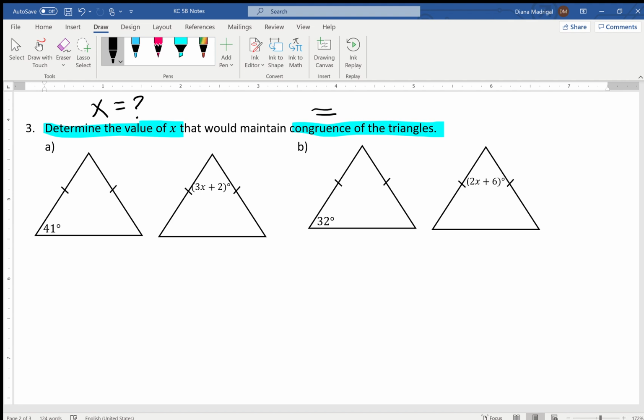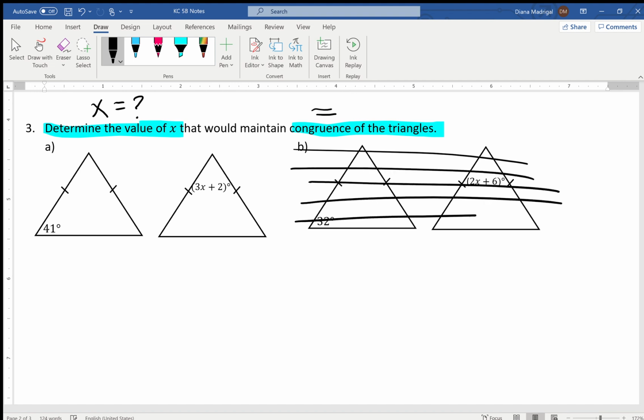So we're talking about question 3A right now. We're not talking about this one right now, so we'll forget about this one. Look at the information they gave you and then try to fill in as much as you can on the triangle to figure out how to solve this problem.